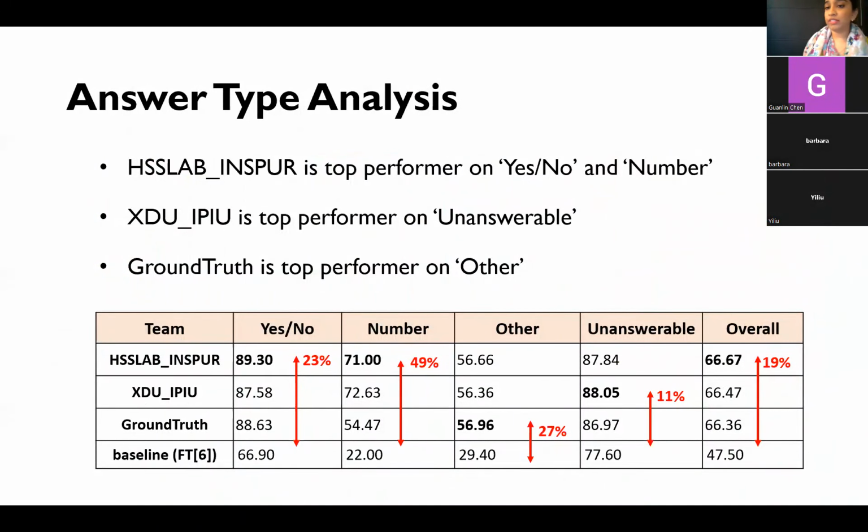We then also analyzed the results based on the type of answer requested, and the categories were yes/no, number, other, and unanswerable. HSS Lab was the highest performer on yes/no questions and the number related questions, while the second and third teams performed better on the other and number categories respectively.